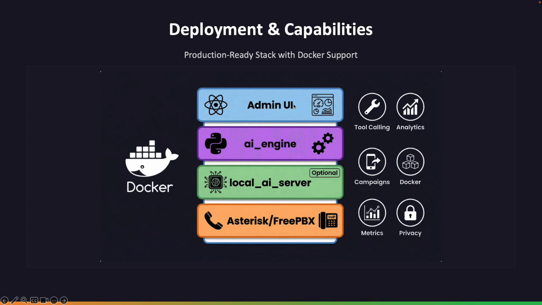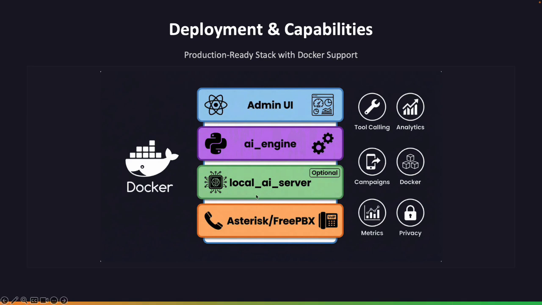So you have an admin UI sitting on top of your AI engine. The admin UI is basically all the settings that you have in your AI agent YAML file and the .env file, and you can manage all those settings through the admin UI. And then the local AI server is optional. If you have good hardware, you can have your own local LLM, and then you can have a completely private setup to answer the calls, either for incoming calls or for outgoing calls.